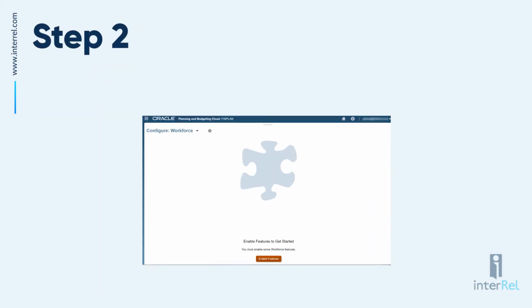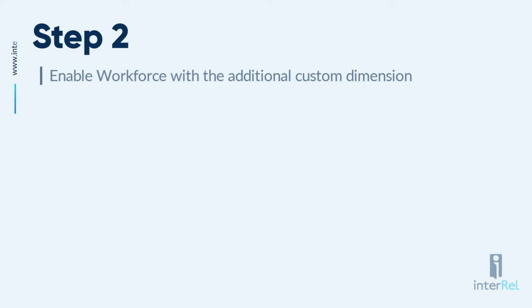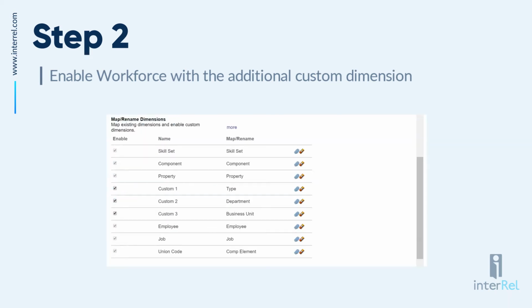Step two is to enable workforce with the additional custom dimension. Be sure to enable all the same features that were enabled in test. This includes granularity, expense planning, headcount planning, and workforce management. In our example, we selected employee and job, all of expense planning, did not select headcount planning, and selected all of workforce management. In the section for map rename dimensions, we added type as custom 1, and department as custom 2, just like it was done in test.